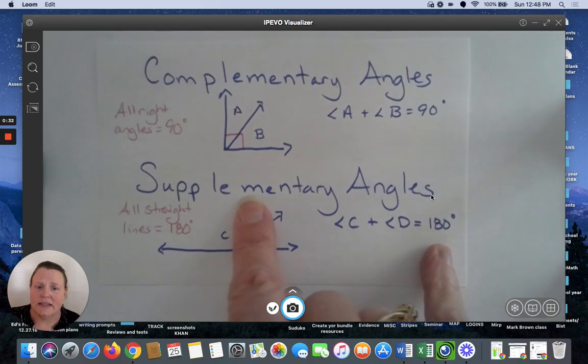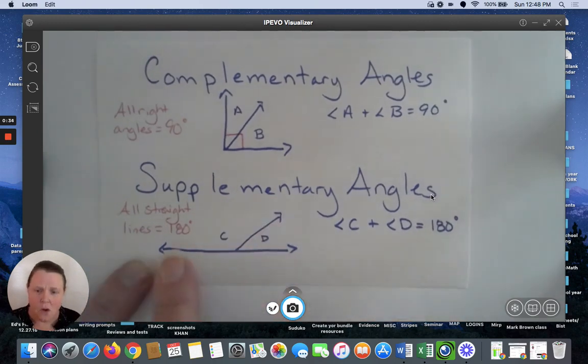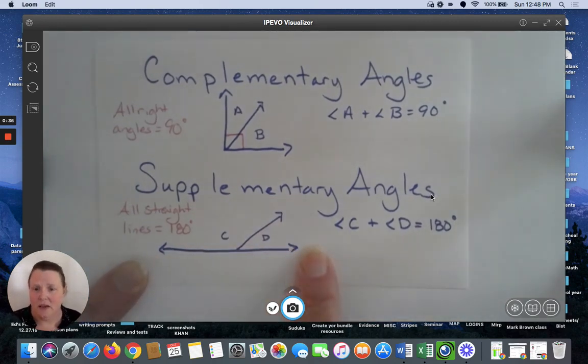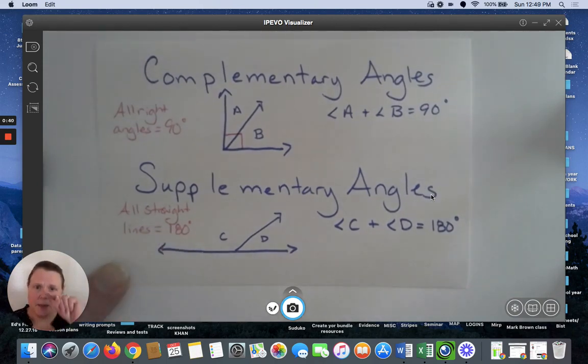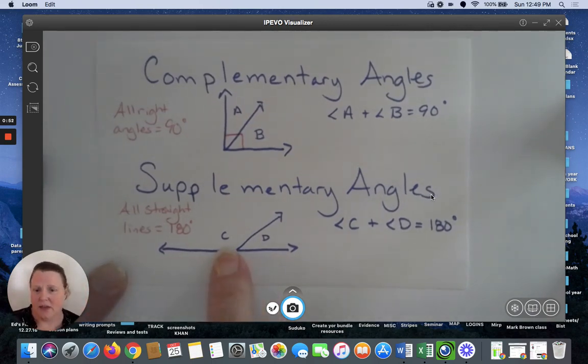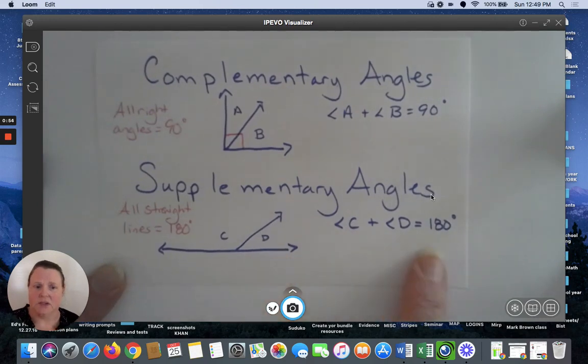So essentially it has to add up to 180 degrees, or we describe that as a straight line. All straight lines have 180 degrees, which makes sense because if you think about going around a complete circle, it's 360. And if you cut the 360 in half, that makes a straight line and you have 180 on both sides. So that's how it all ties together back to circles. And so again, I've shown angle C plus angle D here equals 180.